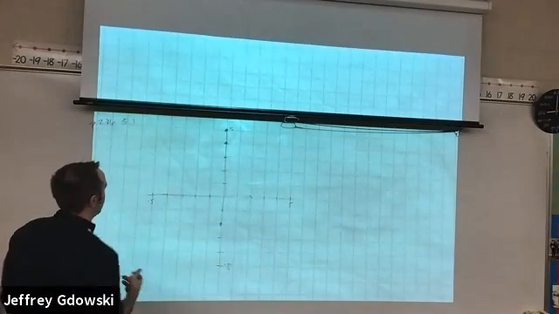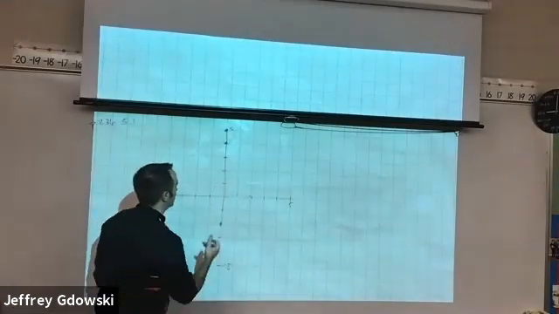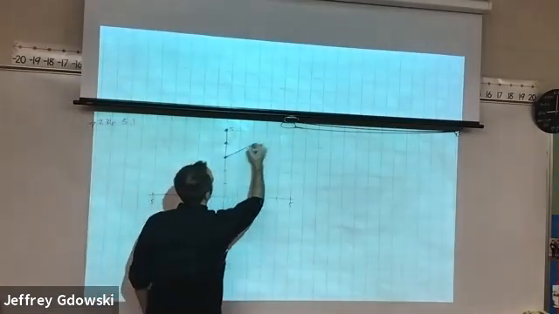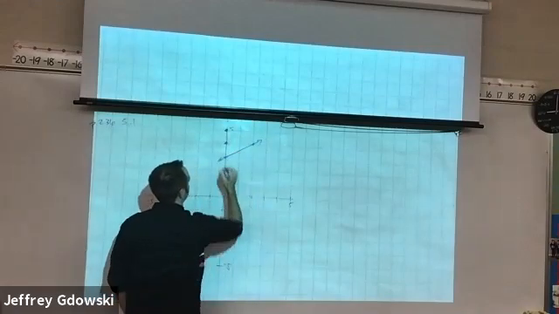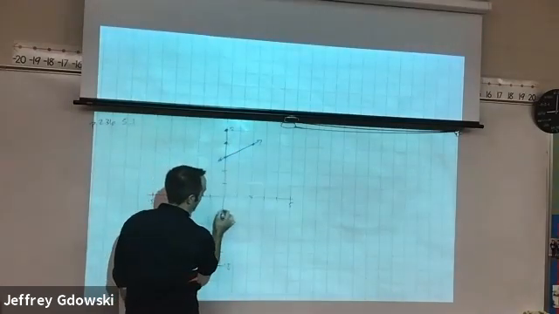Let's say now that I'm not going to write up the equations for this one, but let's say that I have this line and this line.